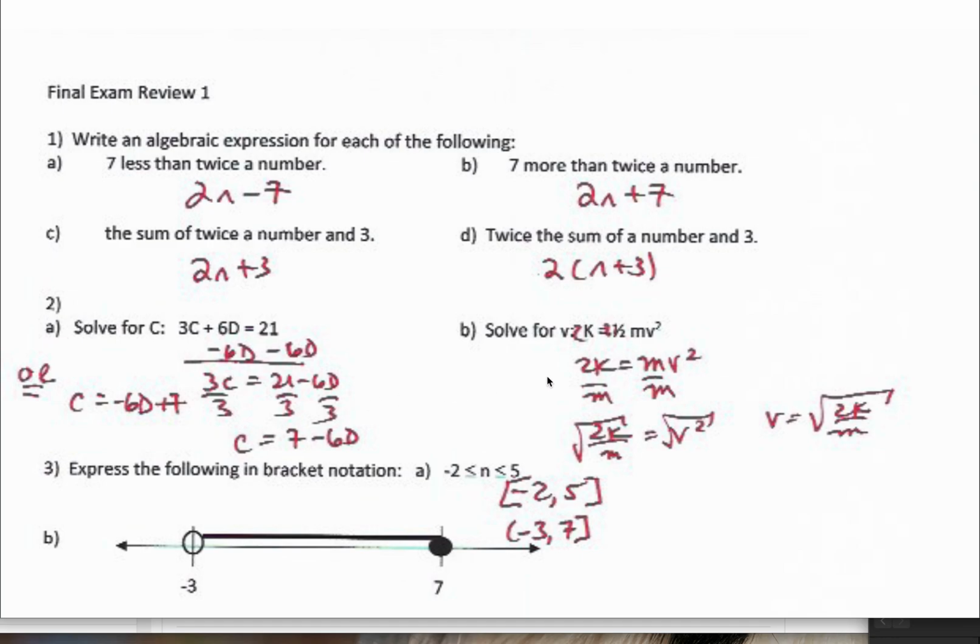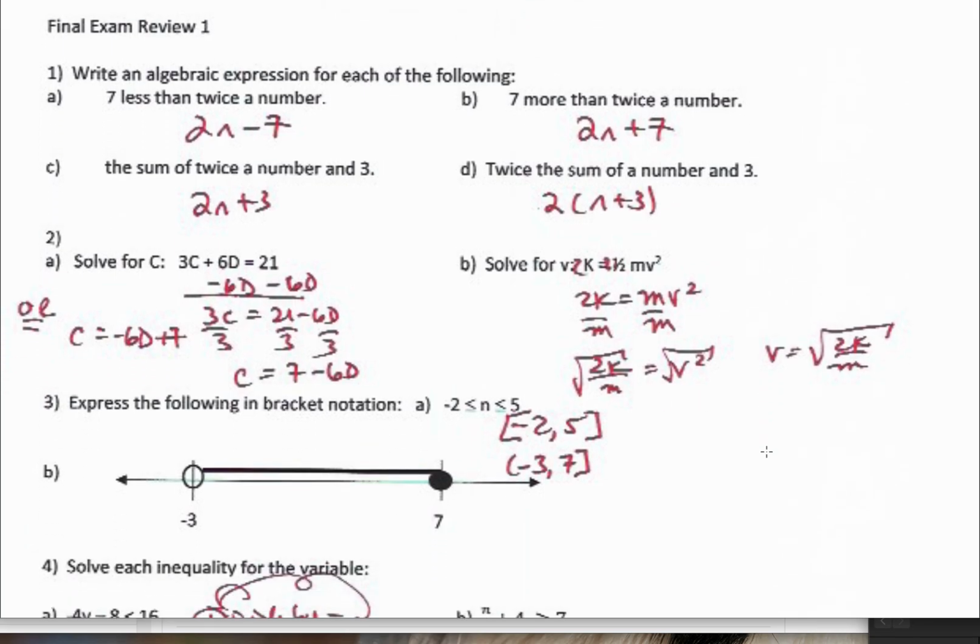Letter B, solve for v. K equals 1/2 mv squared. First thing I'm going to do is multiply by 2, which looks a little sloppy there, but I get 2k equals mv squared. Then I divide by m. Still working on getting v by itself. V squared is 2k over m, and then to get rid of a squared, I have to square root. So I do square root, and I get v equals the square root of 2k over m.